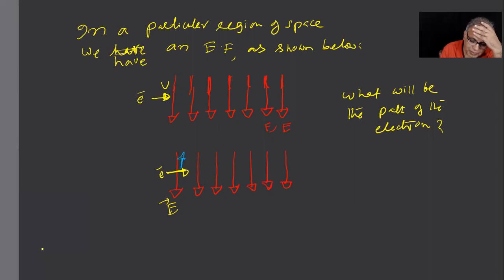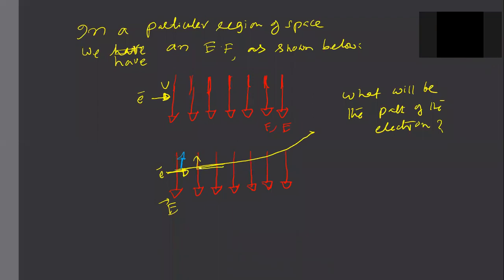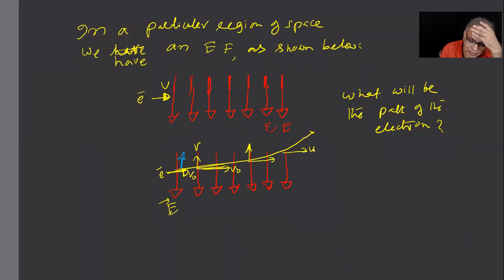So finally, it enters this way, but goes like that. Why? Every time the force is acting up, this velocity doesn't change because there's no force in this direction. This velocity will remain v0, but the electron keeps getting a velocity that way every time. By the time it comes out, this will remain v0, and there will be another extra velocity like this. It follows what you call a parabolic path.